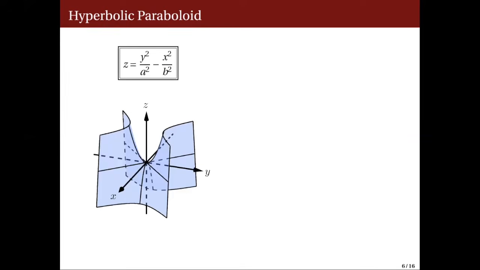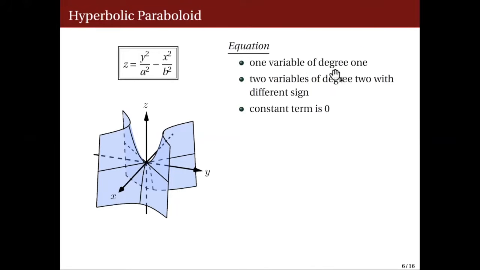And the last type of the quadric surfaces is the hyperbolic paraboloid. You can see an illustration of a hyperbolic paraboloid here whose equation is z equal to y squared over a squared minus x squared over b squared. It actually is similar to the equation of an elliptic paraboloid except for one difference. We can see that one variable is of degree 1, the constant term is 0. Two variables are of degree 2, however, they have opposite or different signs. One is positive, the other is negative.